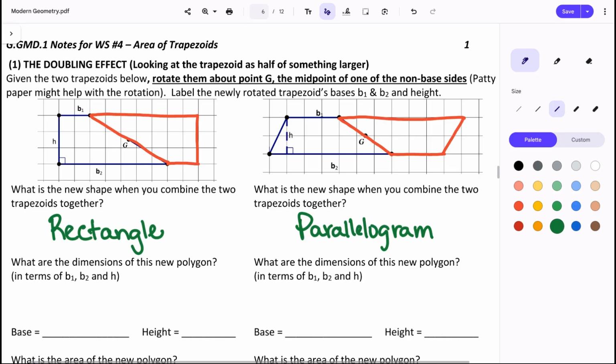Okay, so now that we've seen that we're making these rectangles and parallelograms just like we did with our triangle yesterday, what I want us to do now is figure out what the dimensions of this new polygon would be. So what would be the dimensions of our rectangle and what would be the dimensions of our parallelogram? Now we're still thinking about our bases here. So remember for the trapezoid that there was base 1 and base 2.